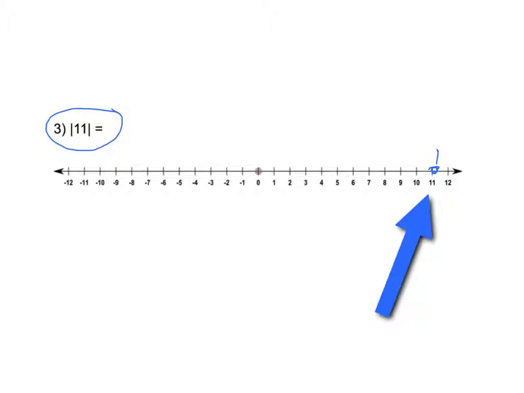So I'm going to start counting. 1, 2, 3, 4, 5, 6, 7, 8, 9, 10, 11. So the absolute value of 11 is 11.